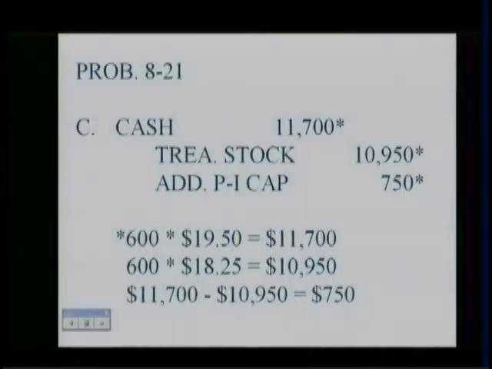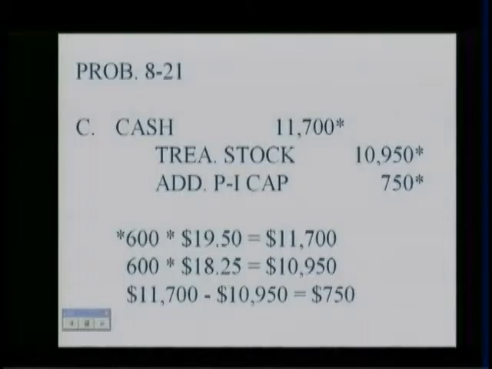Now we're giving up only 600 of our 800 shares of treasury stock, so we're giving it up at $18.25, which is what we paid for it. So $18.25 times 600 is $10,950 that we're getting rid of. So to reduce our treasury stock, we credit treasury stock for $10,950.